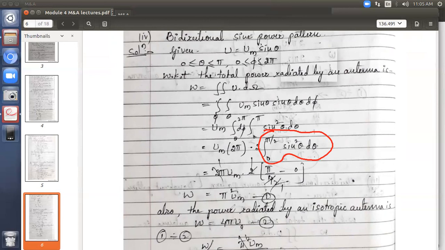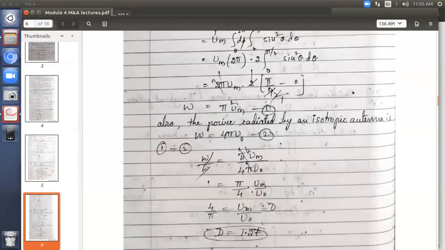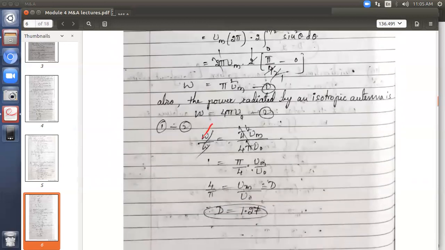Then second equation, W is equal to 4 pi into U naught. Then what is the third step? We should go for division, 1 by 2. So taking the ratio, 1 is equal to pi square into Um divided by 4 pi U naught. So one pi will get cancelled with the denominator. You will get pi by 4 Um by U naught. What is Um by U naught? It is directivity. D is equal to, take this 4 here, take pi denominator. So 4 by pi. Directivity is 1.27.